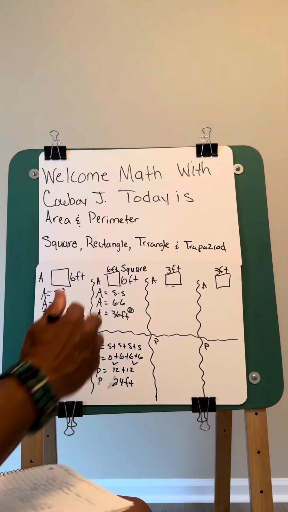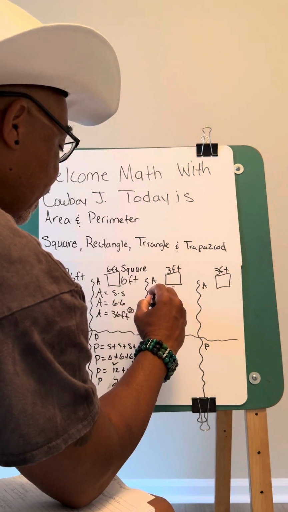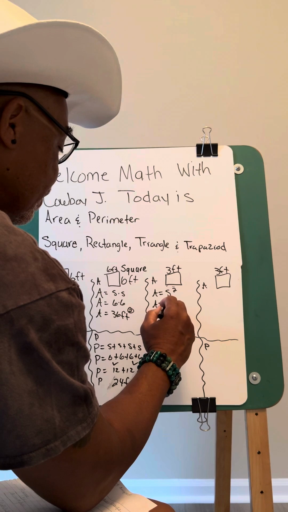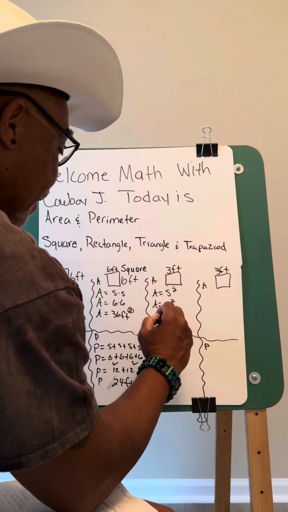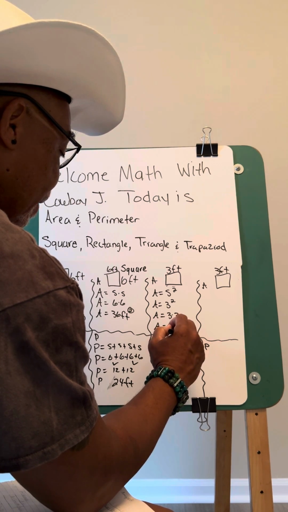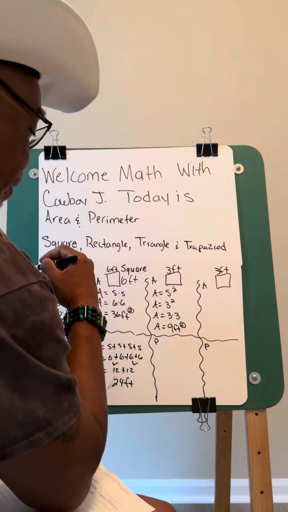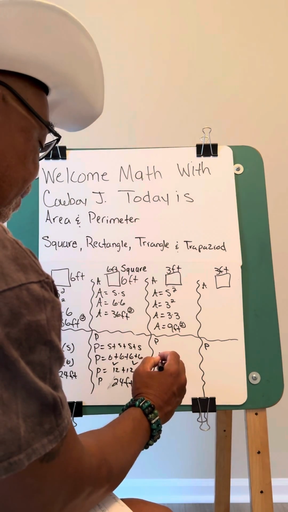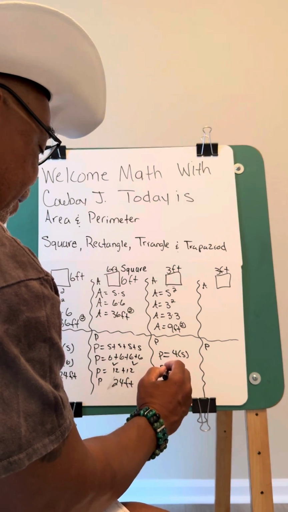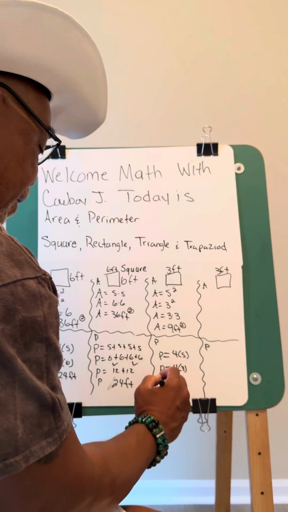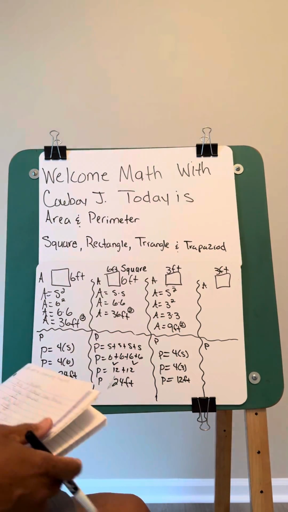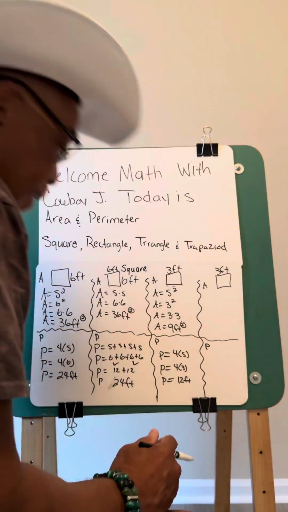We'll do one more example of A equals S squared. A equals 3 squared. A equals 3 times 3. A equals 9 feet squared. For the perimeter, P equals 4 times S. P equals 4 times 3. P equals 12 feet.